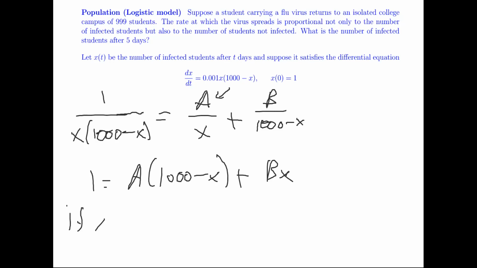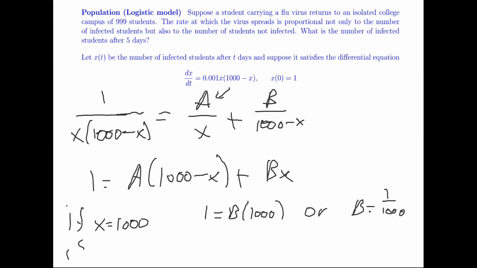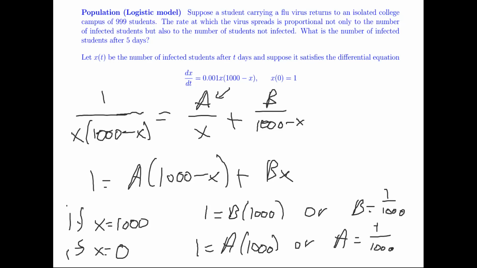So if x is equal to 1,000, then we get 1 is equal to b times 1,000, or in other words, b is 1 over 1,000. If x is equal to 0, then we get 1 is equal to a times 1,000, or a is 1 over 1,000. So what does this tell us? Well, this tells us up here that 1 over x times (1,000 minus x) is, in fact, (1 over 1,000) all over x plus (1 over 1,000) all over (1,000 minus x).